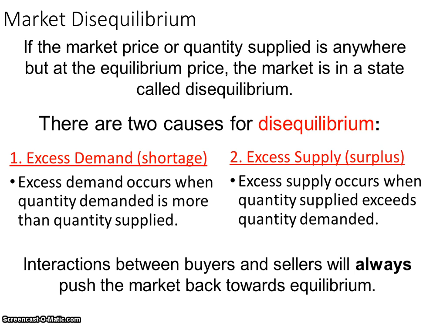Interactions between buyers and sellers will always push the market towards equilibrium. This is that tug-of-war battle I always talk about, where producers and consumers are always battling, trying to find a happy medium. That will always occur in the market. The market will always try to balance itself and reach that point of equilibrium.